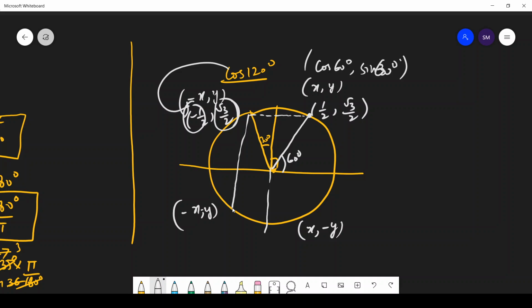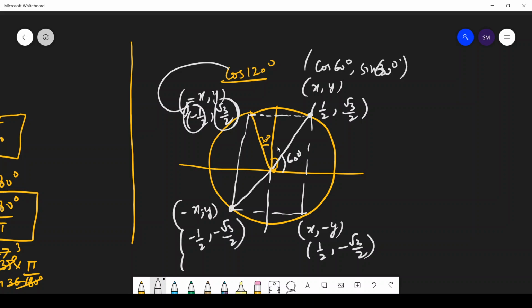And similarly here, minus 1 by 2 and minus root 3 by 2. Similarly these coordinates will be 1 by 2 and minus root 3 by 2. Which angle will this be, students? This is 30, this will also be 30. So 270 minus 30 is 240, so cos 240, sin 240.